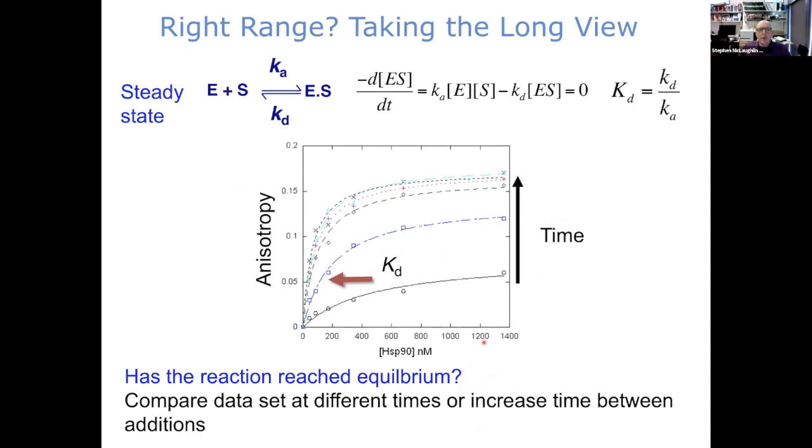Let's have a look at the long view. You can imagine that each individual binding constant here is the result of the underlying intrinsic on and off rates of this binding. The overall rate is going to depend upon these, and when you get to equilibrium, they're going to be equal. Here's an extreme example where equilibrium wasn't reached. You could actually fit a binding curve, but as you incubate it over time, you can see the amplitude was going up and also the KD was going down.